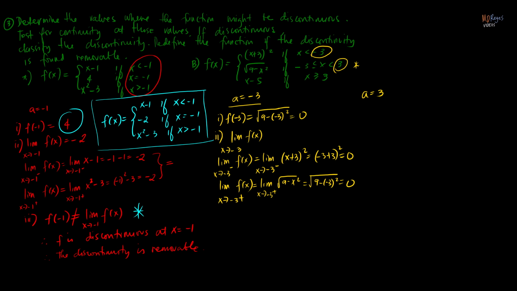So we say that the limit of f of x as x approaches negative 3 exists and is equal to 0. And the third condition will be satisfied because f of negative 3 is equal to 0, and it is equal to the limit of f of x as x approaches negative 3, which is also equal to 0. So therefore, we conclude that f is continuous at x equals negative 3.